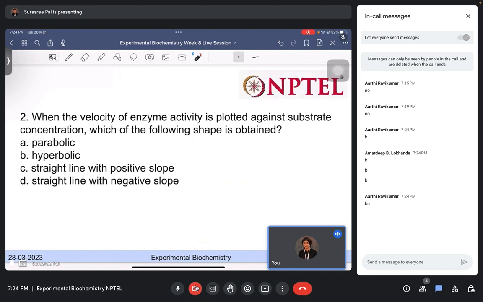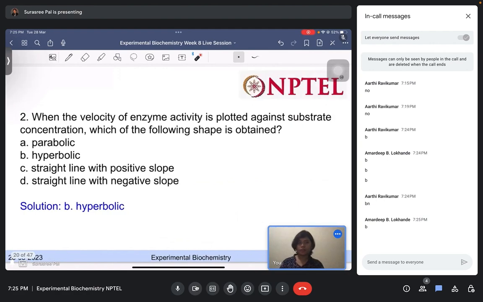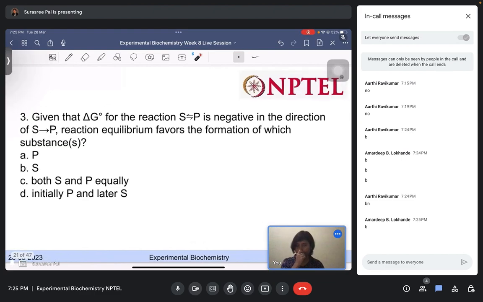Yes, Amardeep, do you want to answer? Yes, correct. So the correct answer is B, hyperbolic. That is how the shape of the Michaelis Menten curve will look when we plot velocity on the y-axis and substrate concentration on the x-axis. Next question.